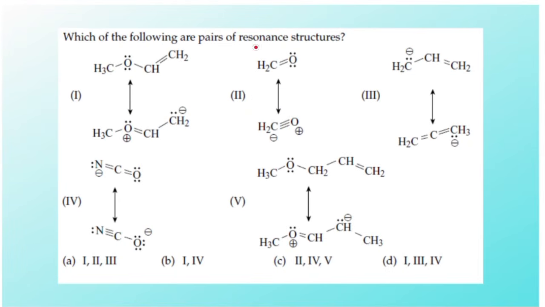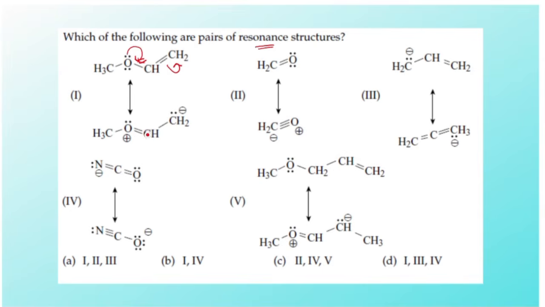The last question is based on the resonance phenomena. There are 5 pairs of compounds given which are undergoing resonance. Whether these resonating structures are right or wrong, you have to choose from the correct options. The first molecule is an alpha beta unsaturated ether. That means this lone pair is in resonance with these pi electrons. So when the lone pair moves here, depending on the arrows used, you have to get the correct structure.